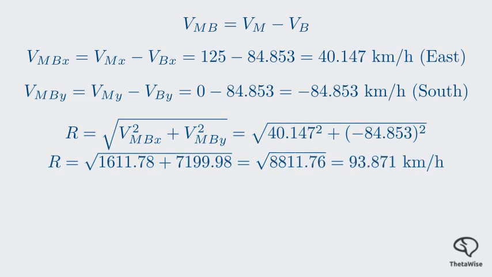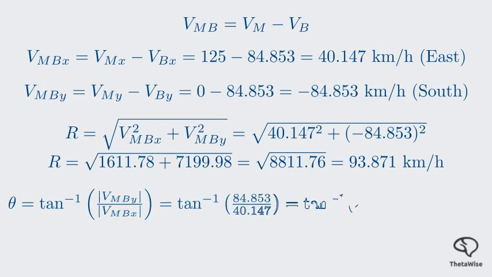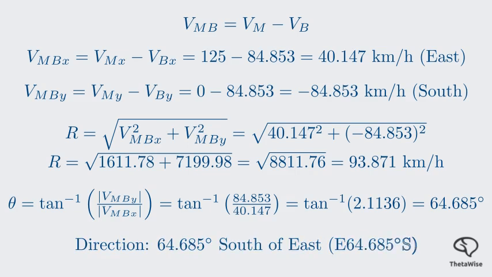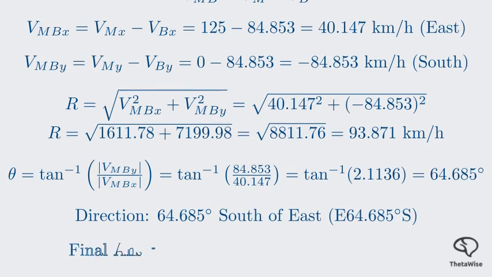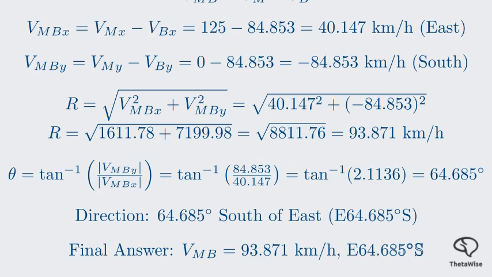For the direction, we use the inverse tangent of the ratio of the vertical to horizontal components. Theta is the inverse tangent of the absolute value of negative 84.853 divided by 40.47, which is 64.685 degrees. The horizontal component was east, and the vertical component was south. Therefore, the relative velocity is in the southeast quadrant. The direction is 64.685 degrees south of east. So the final answer is that the velocity of vehicle M relative to vehicle B is 93.871 kilometers per hour, 64.685 degrees south of east.